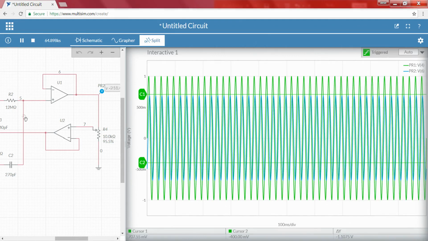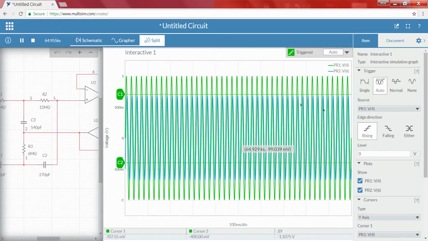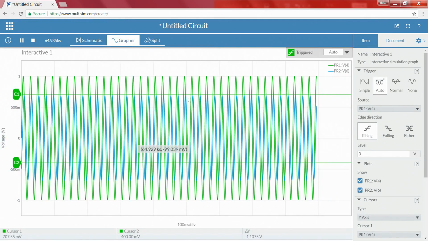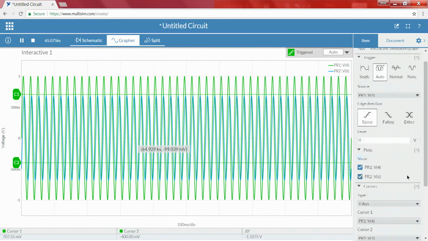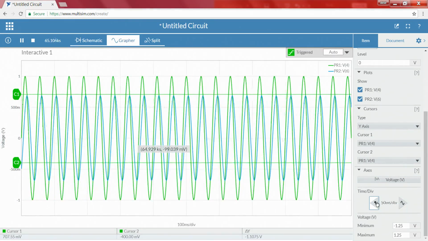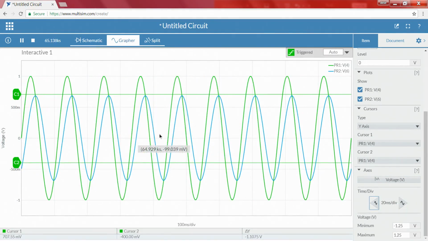But the problem with this is that when we closely look into the grapher, there is some shift in our output signal too. To understand, let me zoom a little bit. As long as we keep changing the potentiometer value, it creates some kind of shift in our output signal. If that is okay, that is fine.